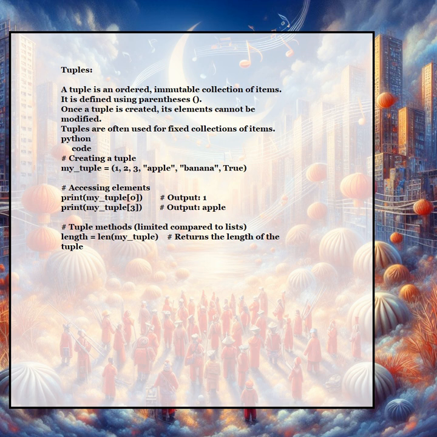Python code. # Creating a tuple. my_tuple = (1, 2, 3, 'apple', 'banana', True). # Accessing elements. print(my_tuple[0]) # Output: 1. print(my_tuple[3]) # Output: apple. # Tuple methods, limited compared to lists. length = len(my_tuple) # Returns the length of the tuple.